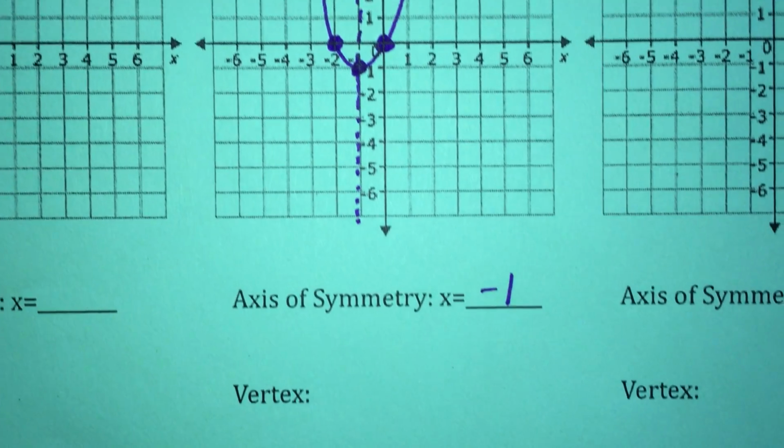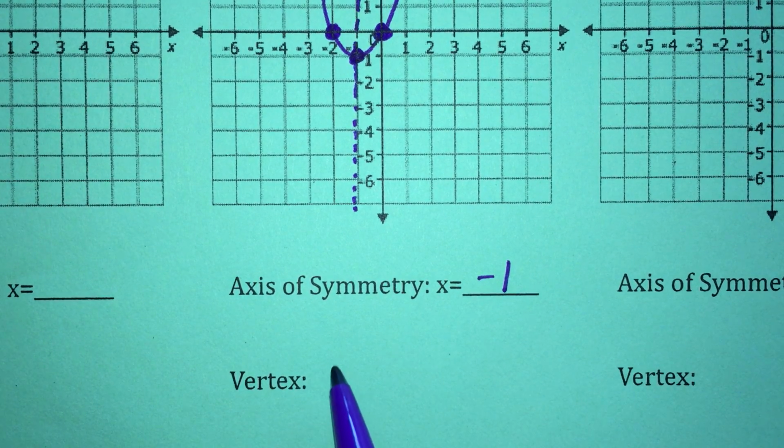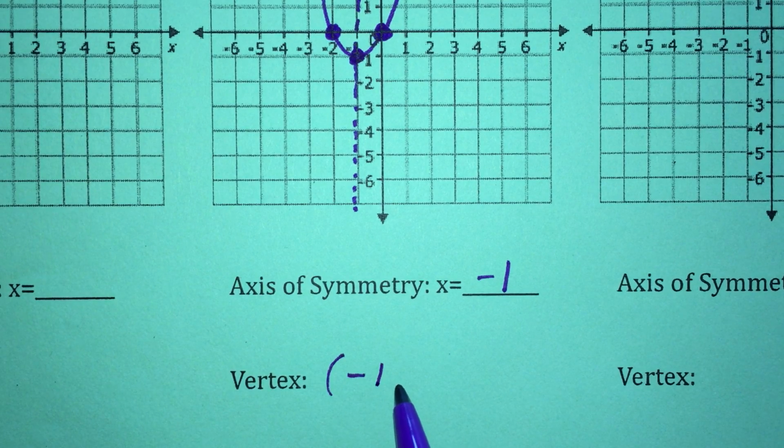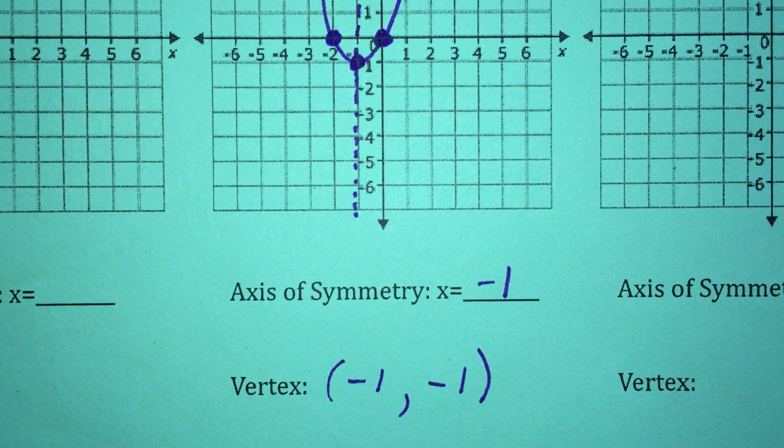It also asked us the actual coordinates of the vertex. We knew that the x is negative 1. It's always the same as the axis of symmetry, and we found that the y value was also negative 1. Moving on, let's take a look at the back side because vertex form is newer this week.